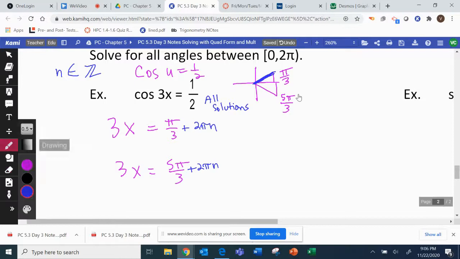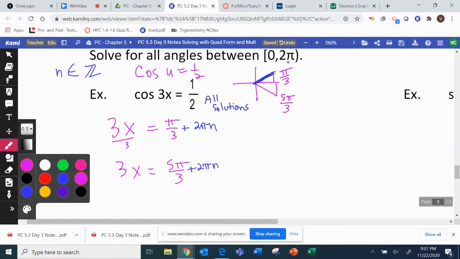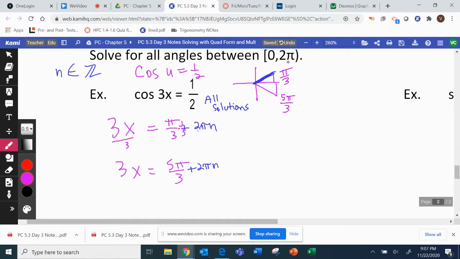Okay, so now going back to solving this. Once I have 3x equals, and I have my first answer and my second answer, and my other answer, and then I have the period, now I'm going to divide everything by 3, which is the exact same thing as multiplying by 1/3. So we'll multiply by 1/3 everything, or divide it by 3.